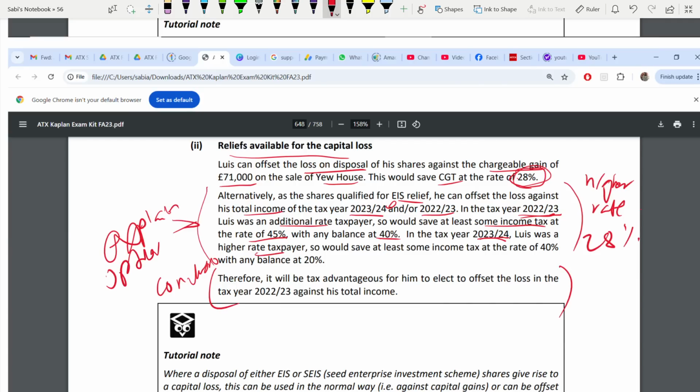Both the options. So in this tax year, he was a higher rate taxpayer, he will save tax at 40%, balance at basic rate 20%. So which one is advantageous? Offsetting the loss in this tax year against when he was an additional rate taxpayer, he can save tax at 45% compared to 40%. This is more advantageous.